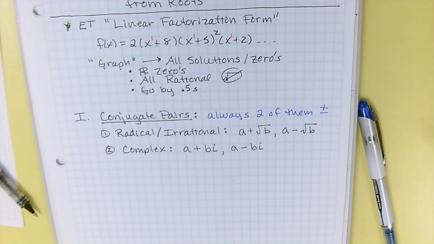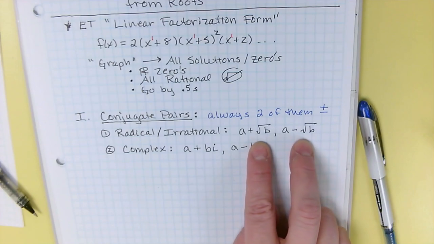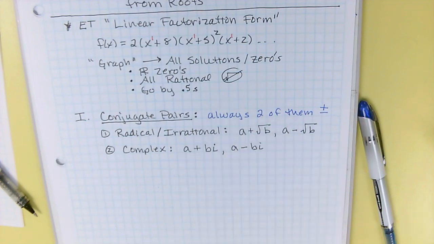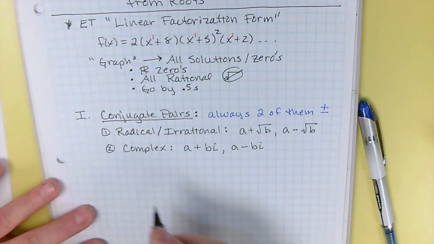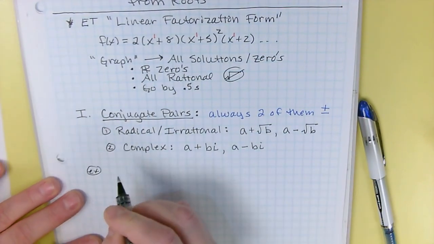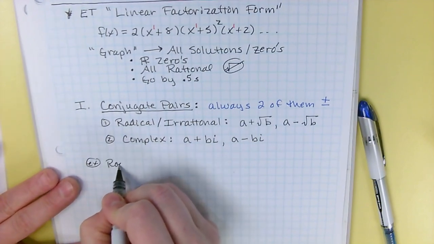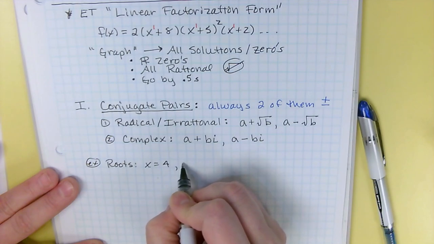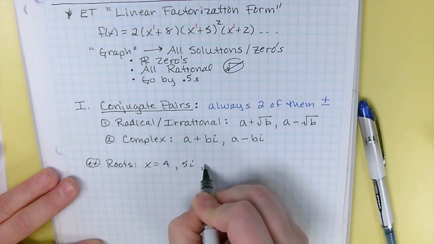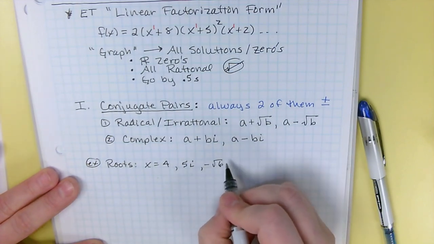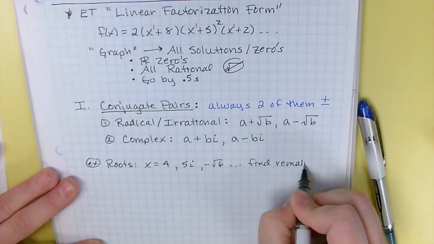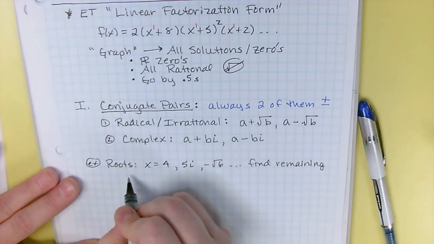And that's why the quadratic formula has plus and minus a square root. It's acknowledging the fact that if it has a square root, it always comes with a plus and a minus. You just didn't know that at the time. Okay, so let's do an example. Let's say that you're given the roots to a function, x equals 4, 5i, and negative radical 6, and you're supposed to find the remaining roots.